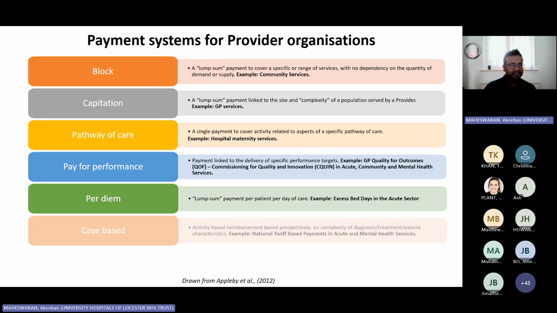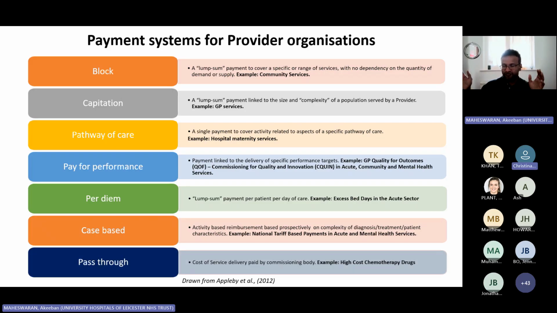So, per head. The pathway of care is gone out of fashion at the moment, but a lot of these things can come in and out of fashion over periods of time. Pathway of care was when there was one payment for a whole pathway for a certain service. Maternity was historically the one that we used this for. We had pathway of care.